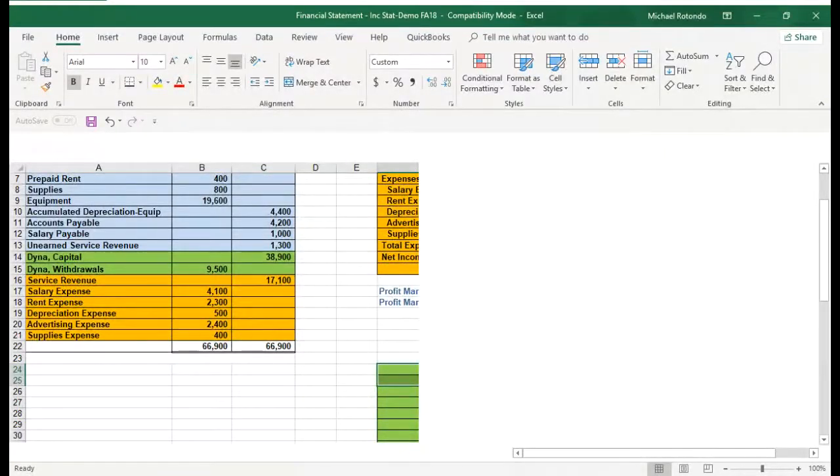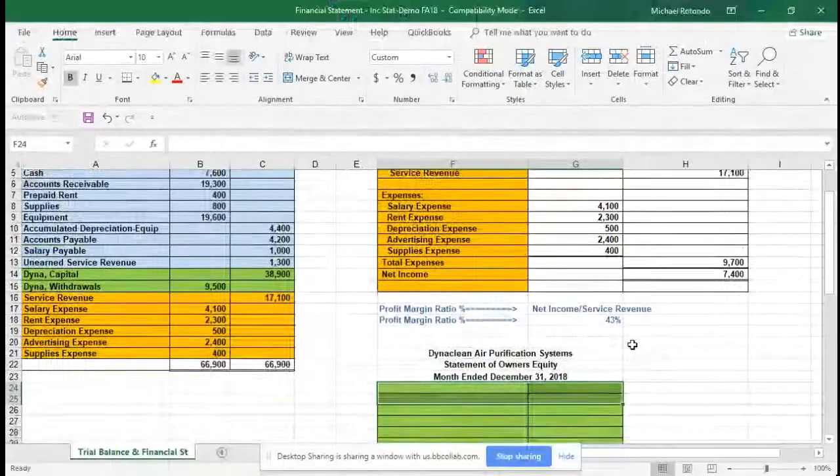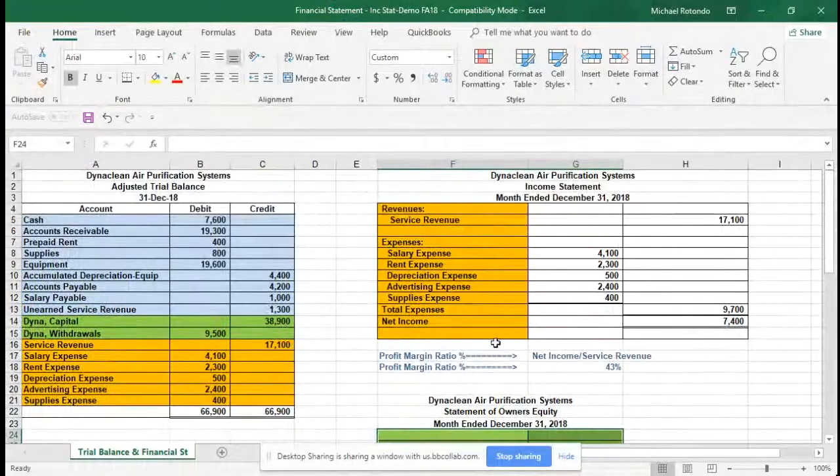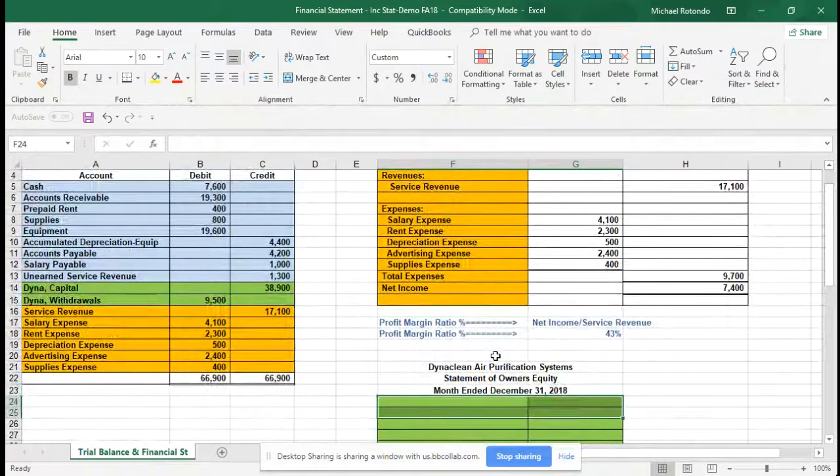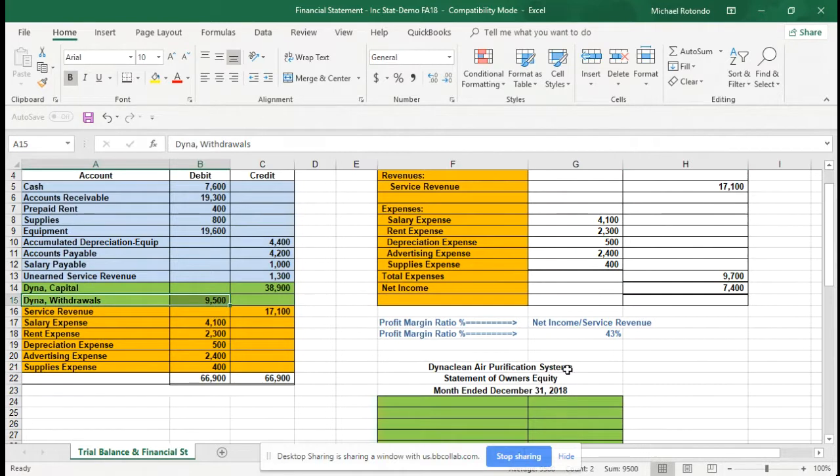Okay, in our last video, we talked about creating the income statement. The next step is to create the statement of owner's equity. So you can see the income statement we created is right here. And our next step, as I said, is to create the owner's equity for this company, create the statement of owner's equity. So what things affect the owner's equity? Their capital, their revenues and expenses, and their withdrawals. These are the items that are part of owner's equity.